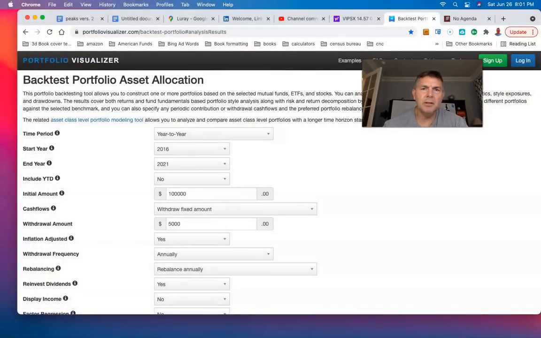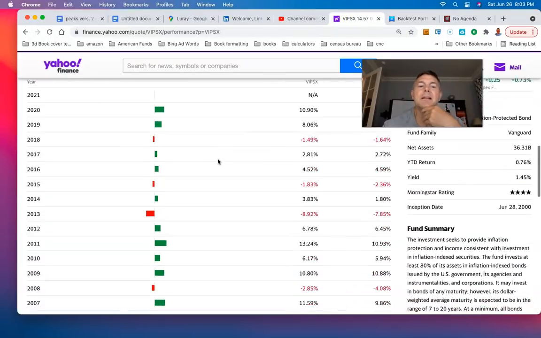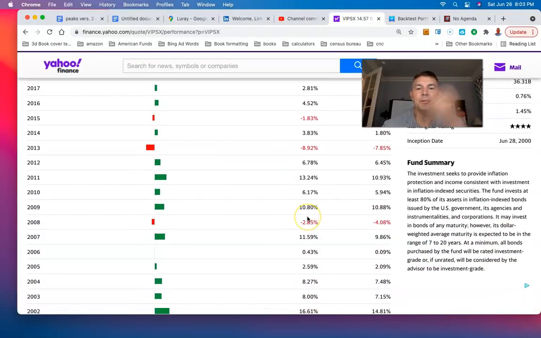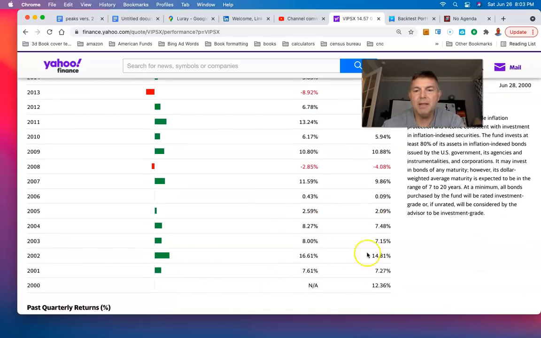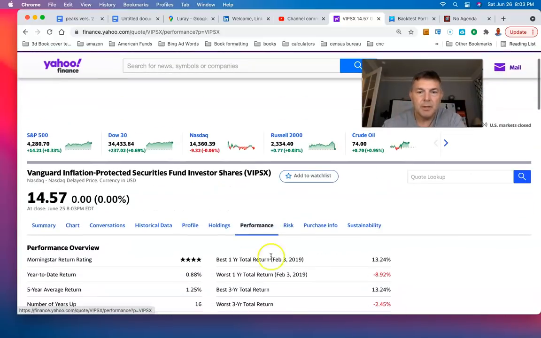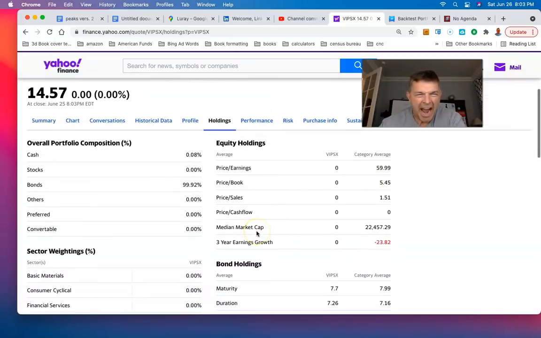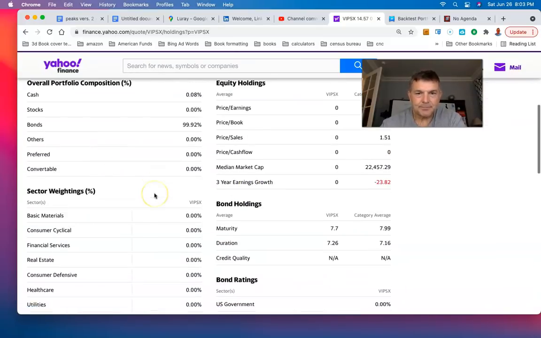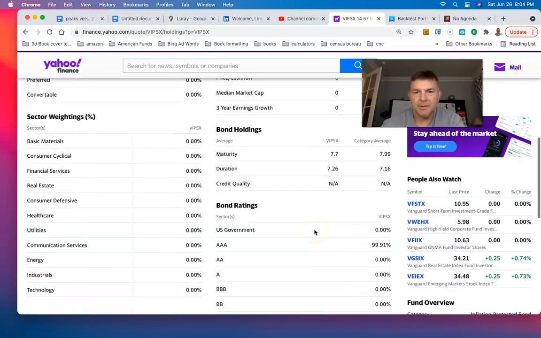Anyway, let's just take another gander at this guy right here. So what did it do in 2000? I mean, look at it. 2008 is only down 2%, 3%. That's it. And we made money big time in the beginning of the aughts. Crazy. All right, let's just look at the holdings. Duration 7.26. That's not bad.